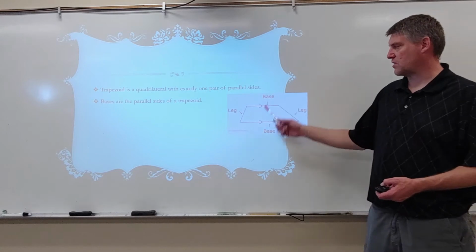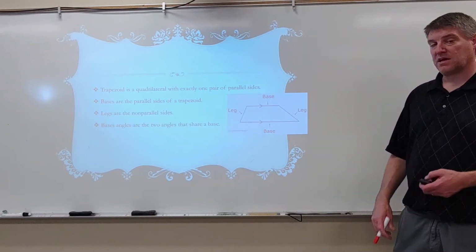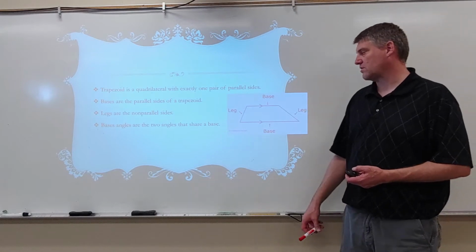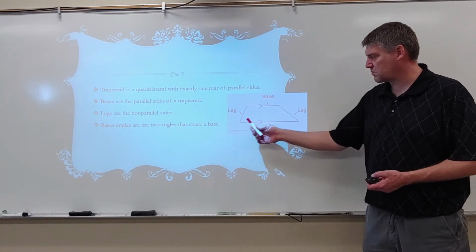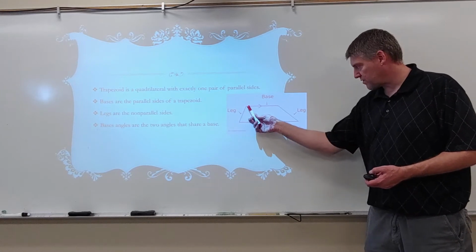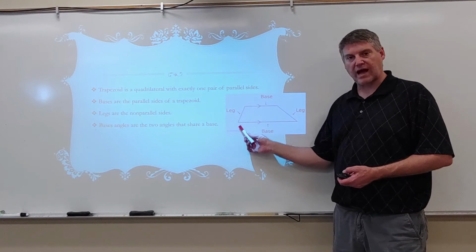Okay, so bases are the parallel sides. Legs are the non-parallel sides. Base angles: the base angles are the two angles that share a base. So these two angles can be called base angles, or these two angles can be called base angles. These are not, okay?